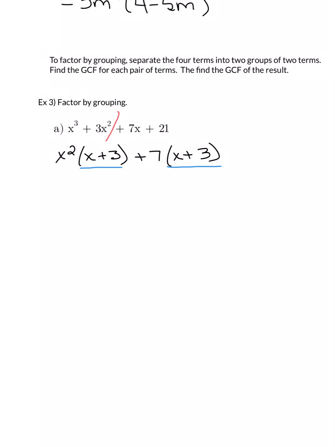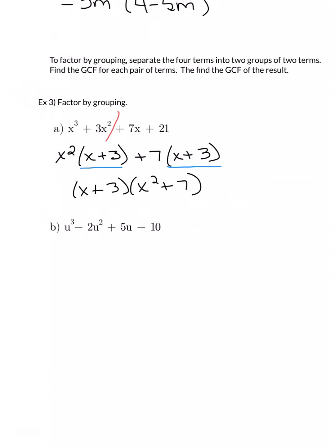So now we're going to do the same thing that we've been doing. We're going to take out that common factor of x plus 3. What's left if I take x plus 3 out of the whole first term of x squared times x plus 3? What's left is the x squared. What happens if I take the x plus 3 out of the term of 7 times x plus 3? What's left is the 7. And so now we have factored that original expression.